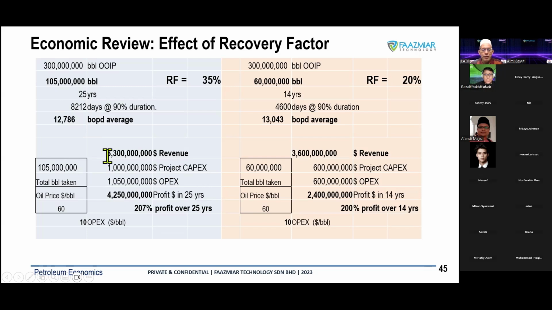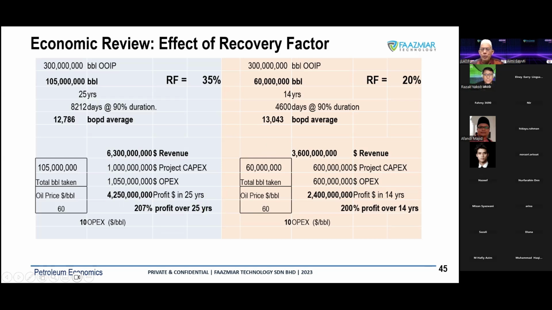We know the revenue is 6.3 billion minus your CAPEX and your OPEX. That means your profit is 4.25 billion. So divided by 25 years, we have the average of 207% profit based on your project cost. So for example, your project cost is 2 billion, so you get about 200% profit over 25 years. Divide by 25, it is about 8% only, not much lah, but still this is the number.